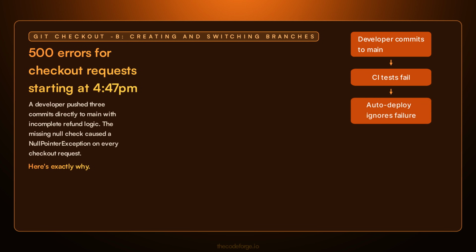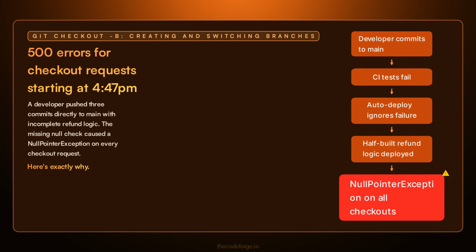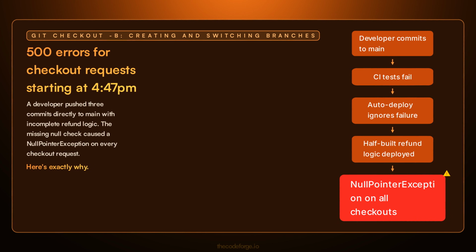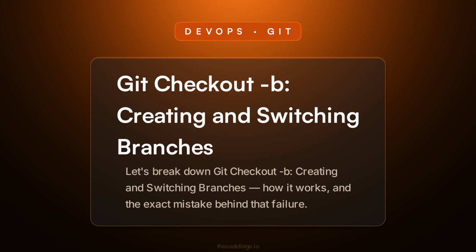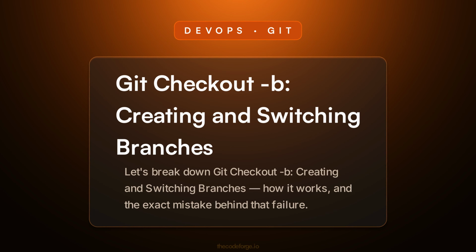At 4:47 p.m., every checkout request started returning 500 errors. The culprit: a developer pushed incomplete refund logic directly to main without creating a branch. Let's break down git checkout -b, creating and switching branches, how it works, and the exact mistake behind that failure.